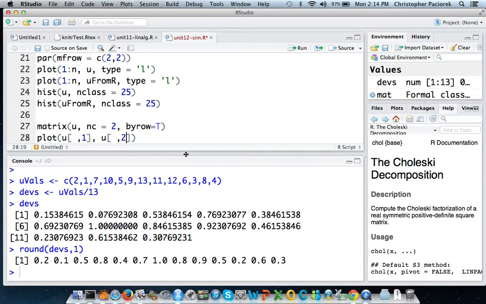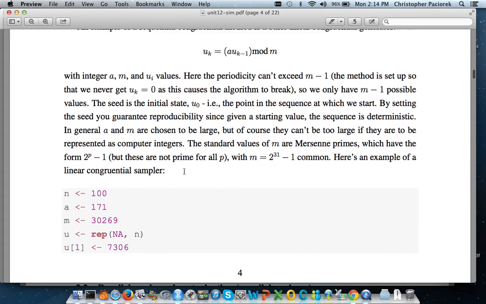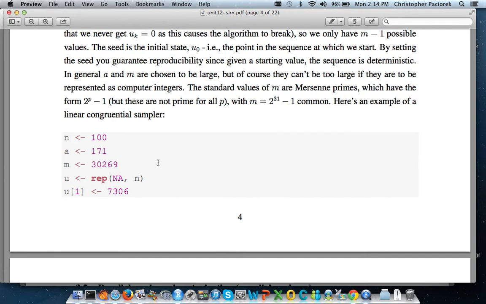Any questions from last time before I talk about a more realistic generator? The next somewhat better generator, but still not as good as the default ones, is this generator here, which takes A to be 171 and M to be 30,269 as opposed to these values that we'd seen before.